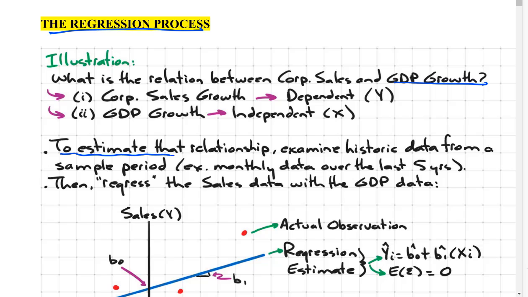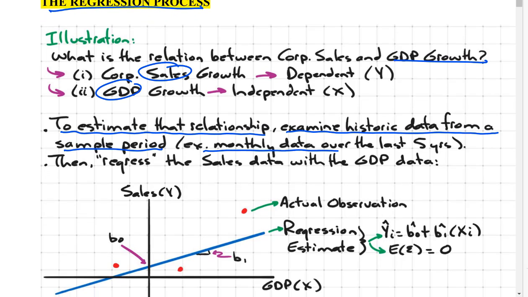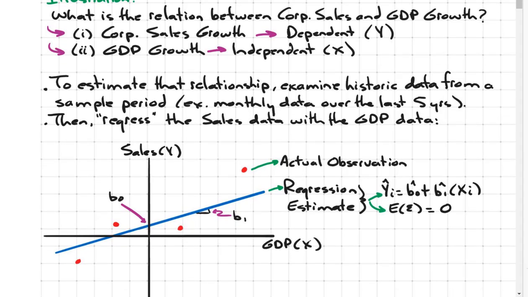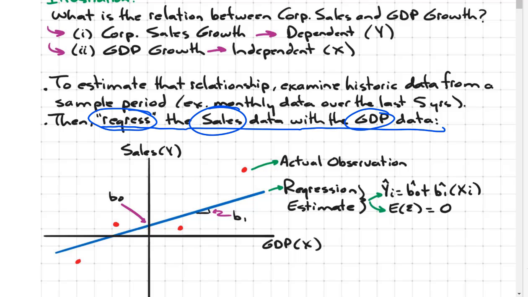Now, to estimate what the relationship is between corporate sales and GDP growth, what we're going to do is look at some historical data from a sample period. Let's just suppose we're looking at monthly data over the last 5 years. So that constitutes 60 observations. Then we're going to take those observations and regress the sales data on the GDP data. Now, another word I like to substitute for regress is relationship. So when you see regression, what it's really saying is, what is the relationship between sales and GDP?